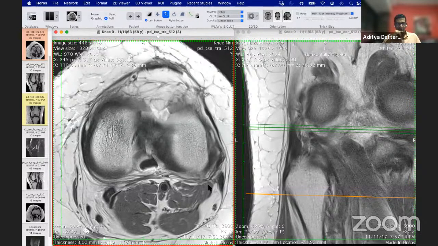In your image, FS means fat suppressed. Yes, that's correct. Exactly as said.